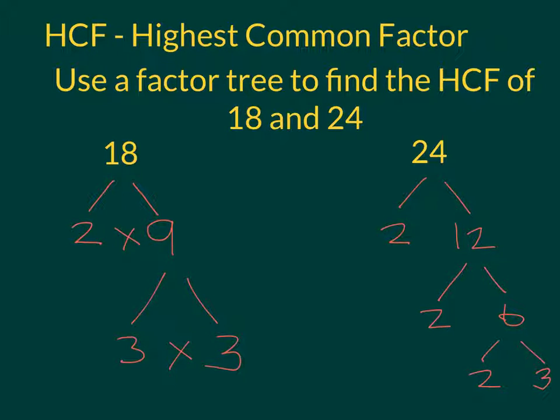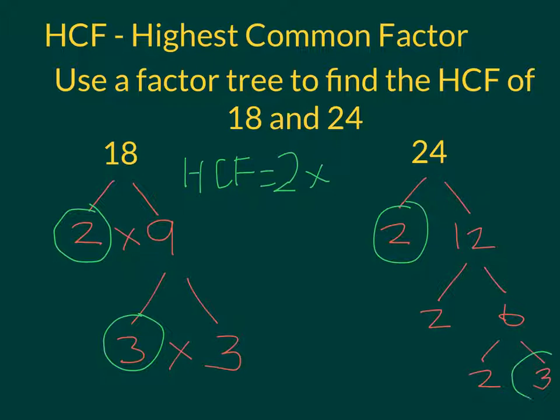Then I can start matching up my pairs. Let's change my colour, I'll go to green. Here we go. I've got a 2 here and a 2 here. So the HCF is 2 times, I've got a 3 here and a 3 there. They're the only ones that match up. 3 doesn't match up to anything else, 2 doesn't match up to anything else, so the HCF of 18 and 24 is going to be 6.